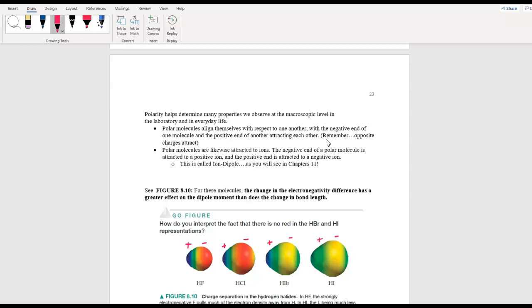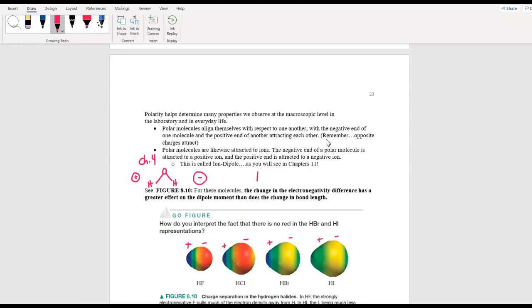Polar molecules are likewise attracted to ions, positive and negative. The negative end of the polar molecule is attracted to the positive ions. And you saw this in chapter 4 when we drew water, and we had these ions floating around in water. What part was attracted to what? Well, water is very polar.